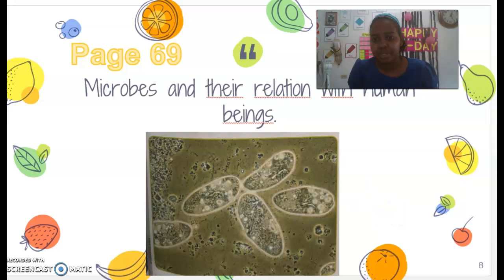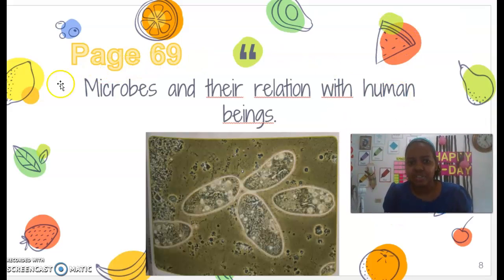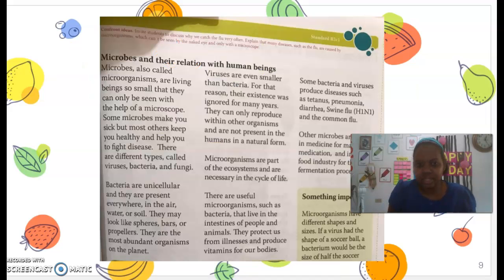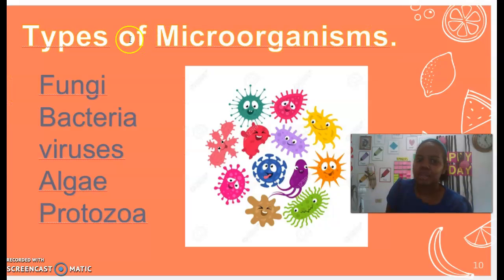So returning back here, after you finish copying the title, you can find it here on page 69 of your book. Then you are going to write in your notebook the 5 different types of microorganisms that exist: fungi, bacteria, viruses, algae, and protozoa. And that's everything that you have to do in today's science class.